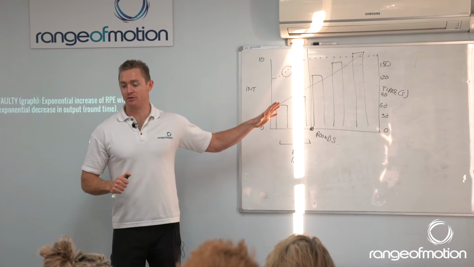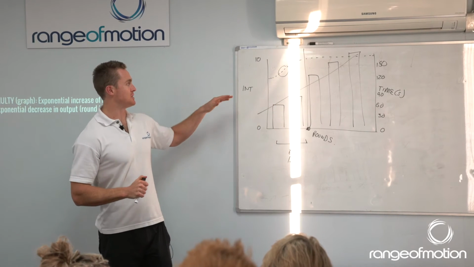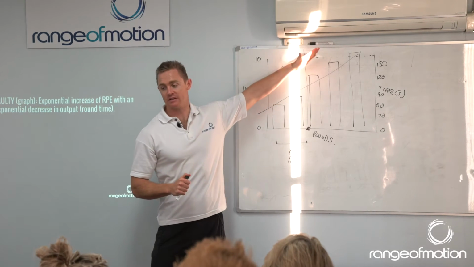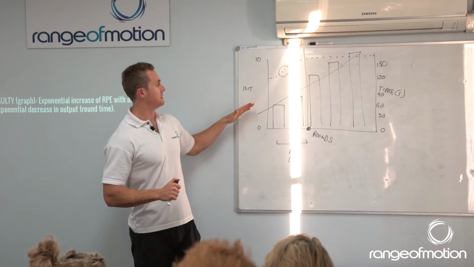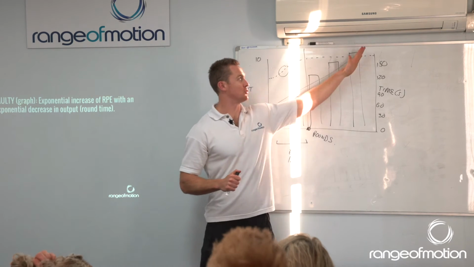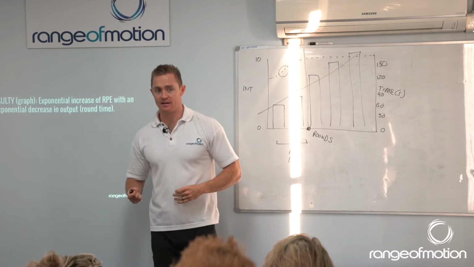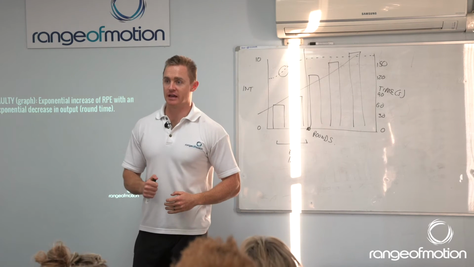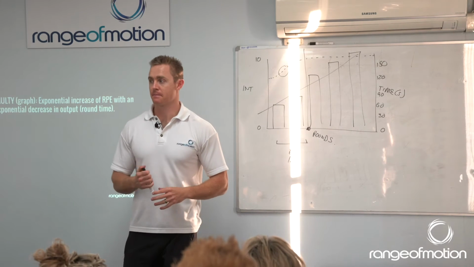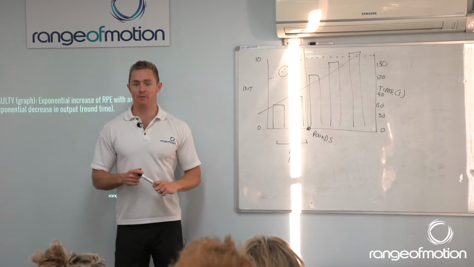And that's what most people do. There's an exponential increase here in the rate of perceived exertion, and a linear or an exponential growth increase in the round time. They're working harder, it's hurting more, they're slowing down. There's nothing good about that. Can everyone see how that's a pretty common pattern?